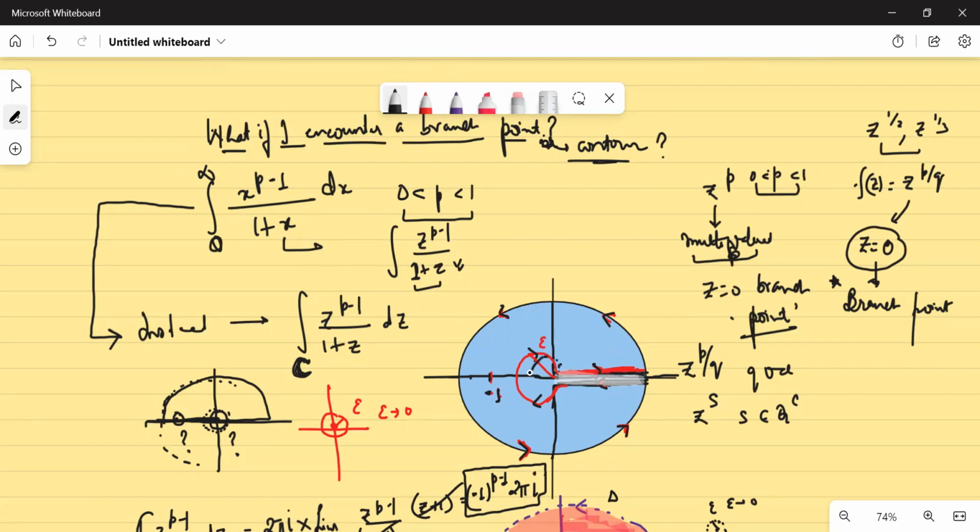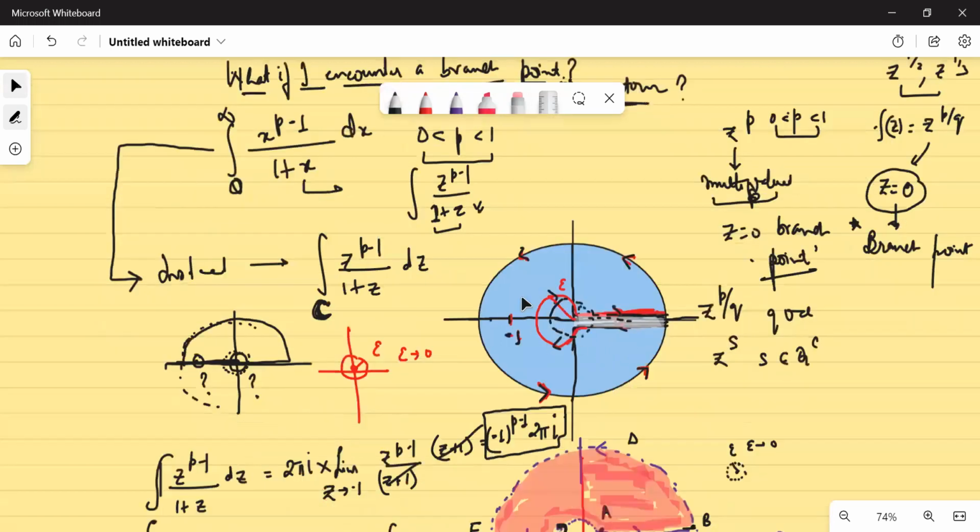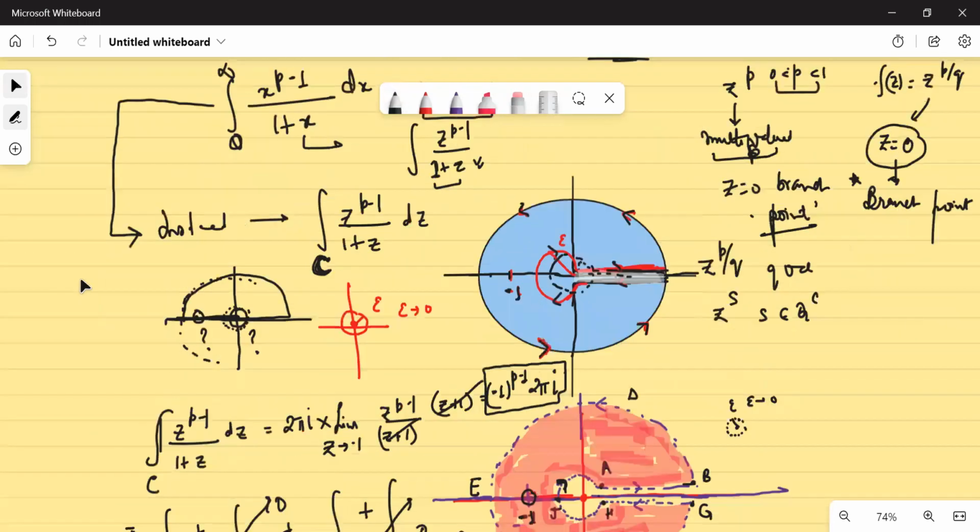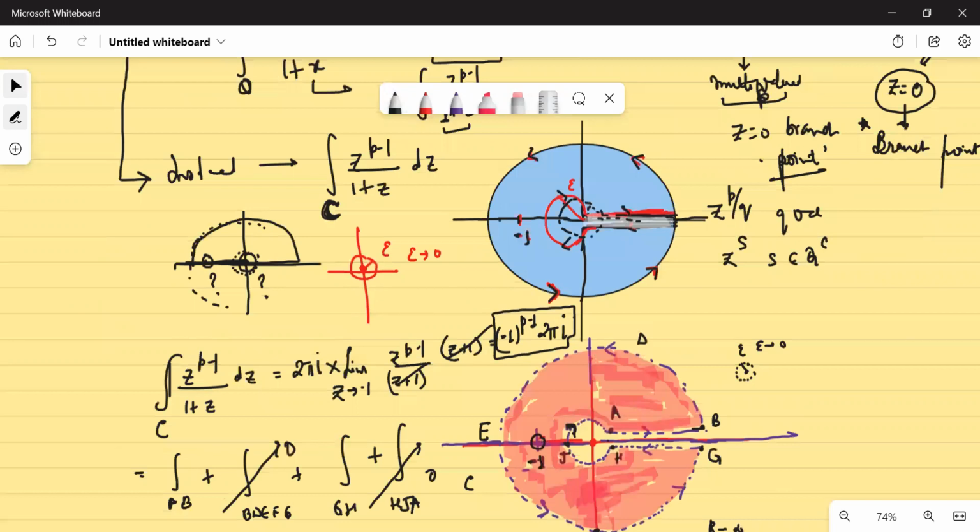So what I did, I actually made a circle here, and I then made a slit construction. Is that clear? So I made a slit construction. I made a circle over here, and I tried to remove this kind of branch point from my integral. So from my evaluation, I wanted to keep this away, and that is my first thing that I wanted to do.